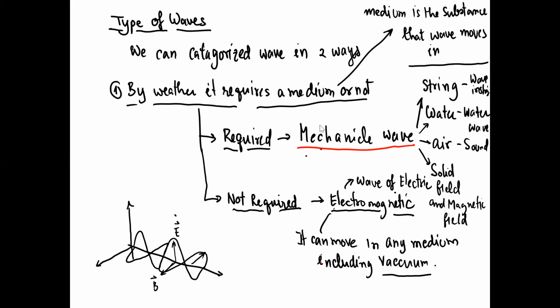So let's discuss the types of waves. Well, we can categorize waves in two ways. The first way is by whether they use a medium or not. Usually the waves traveling within our everyday life require a medium to move on. And if it requires a medium to move on, we call it a mechanical wave.